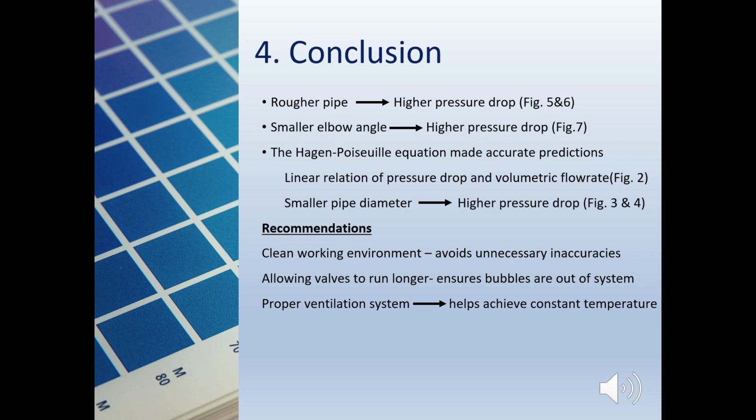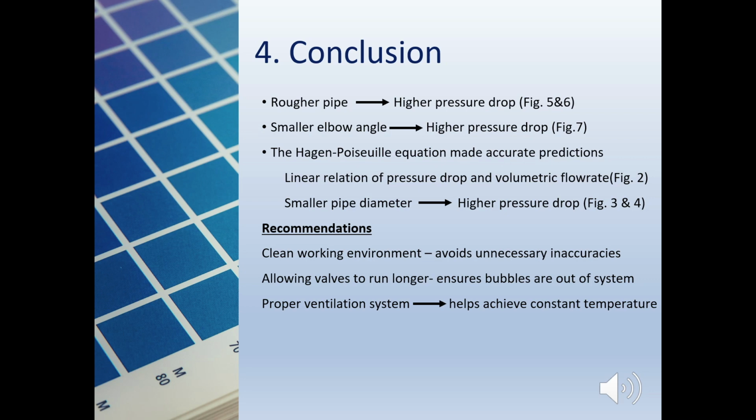Firstly, that pressure drop increases with increasing pipe roughness. That is to say, the rougher the pipe, the higher the pressure drop across that pipe. Secondly, pressure drop increases with increasing degree of bend. So the more bend a pipe is, the higher the pressure drop across that pipe.